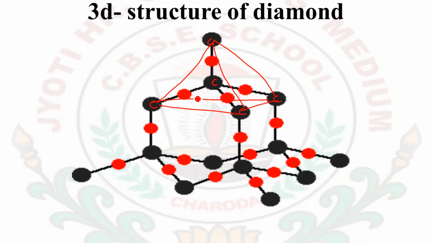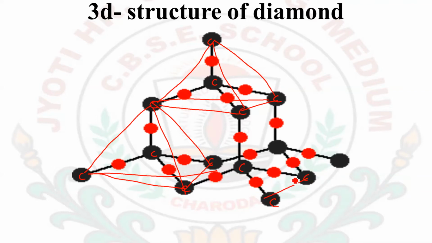Similarly, this carbon atom is also connected to four carbons like this. Here also it is forming a tetrahedral structure. You can see like this. So this network is followed regularly, and a regular tetrahedral structure has been formed like this. Here also you will see a tetrahedral structure forming.